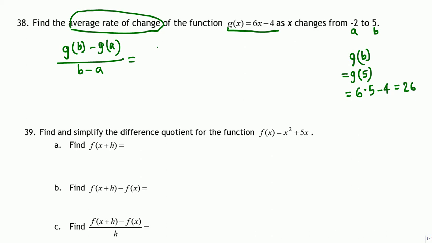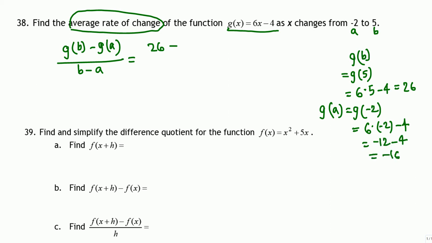So g at b is in fact 26 minus g at a. Evaluate this function at -2, so replace x by -2: 6 times -2, minus 4. 6 times -2 is -12, minus 4 is -16. So this is -16, all over b, which is 5, minus a, which is -2.